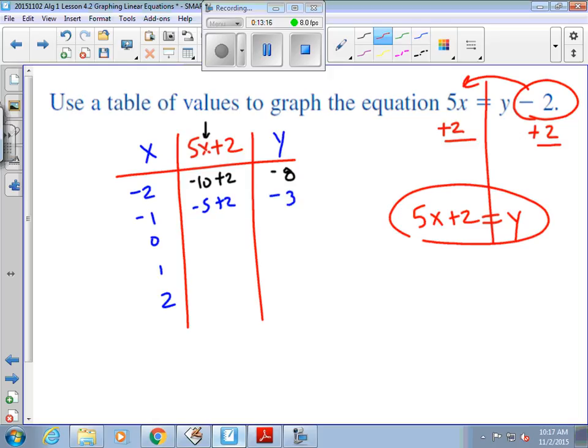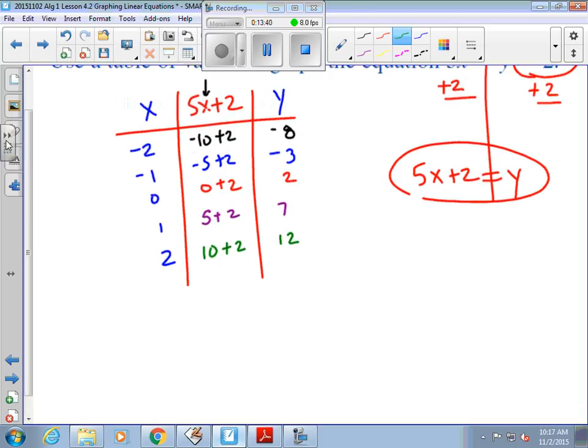0 times 5 is 0 plus 2. You're going to get 2. 1 times 5 is 5 plus 2. You're going to get 7. And finally, 5 times 2 is 10 plus 2. You're going to get 12. So now notice we have 5 points that we can graph. So let's graph an equation with all of these values.